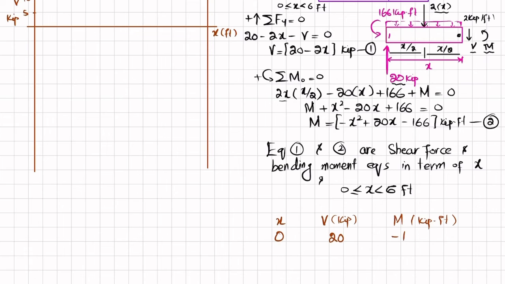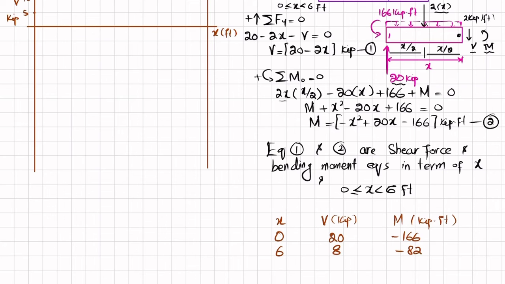So I will write minus 166. Similarly, for the region of x is 6 feet, if you put x is equal to 6 feet, it will be minus 12. So 20 minus 12 will be equal to plus 8. So V will be plus 8. Similarly, you put x is equal to 6 feet in this equation and you will get moment will be equal to minus 82.